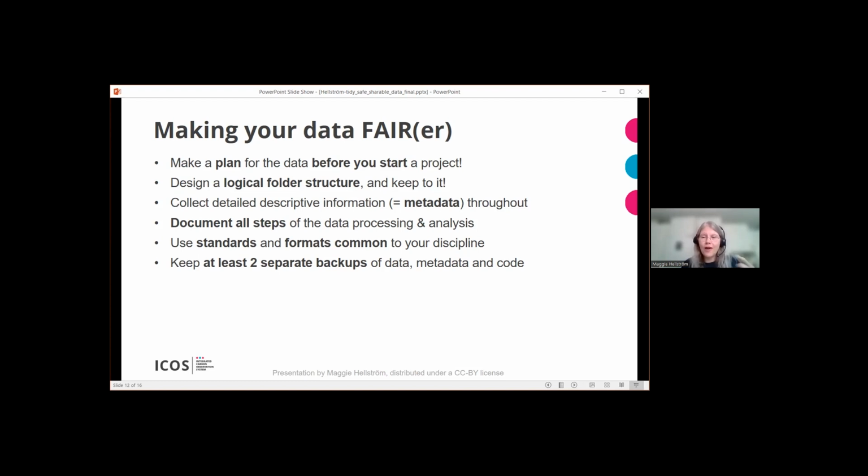So don't overwrite your code, so you lose the earlier version of it. Always keep these versions separate and keep good track of what is what. And connect with your data and your metadata, what was used when.